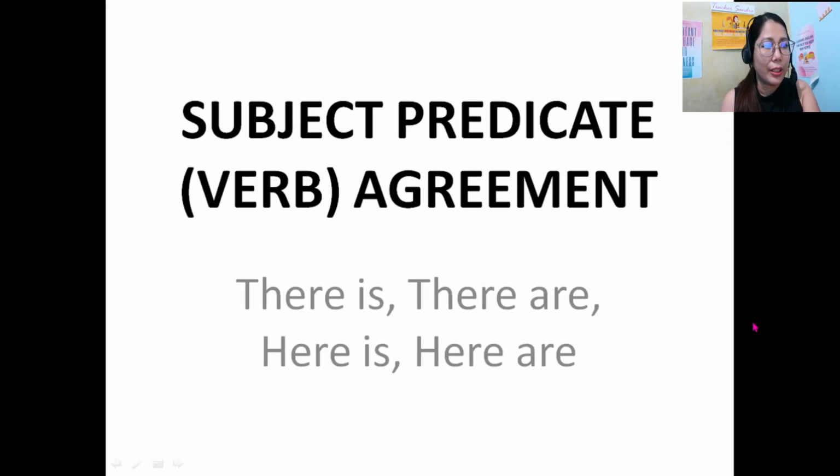So here's part 5 of my tutorial for SVA, or subject-verb agreement. And our topic for today is subject-predicate verb agreement: there is, there are, here is, here are. Okay, let's start.